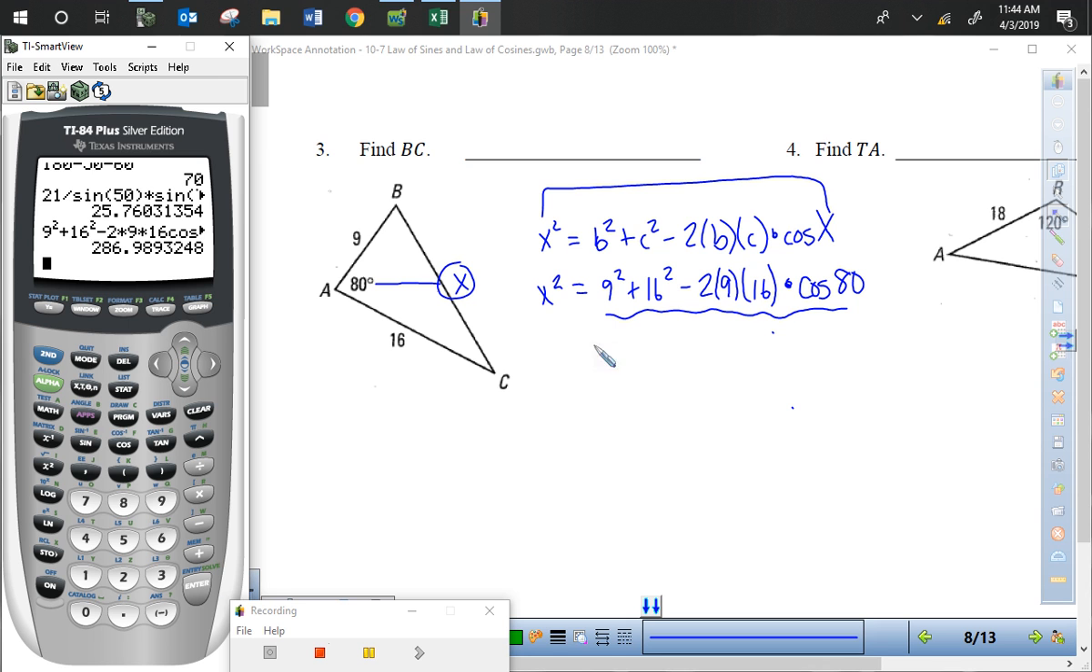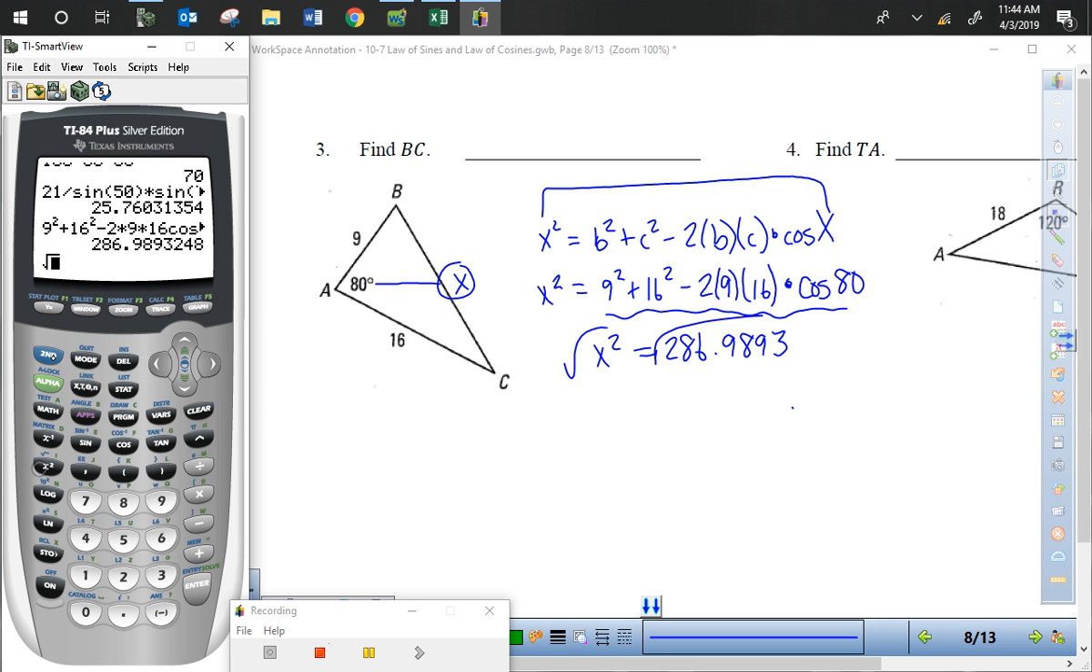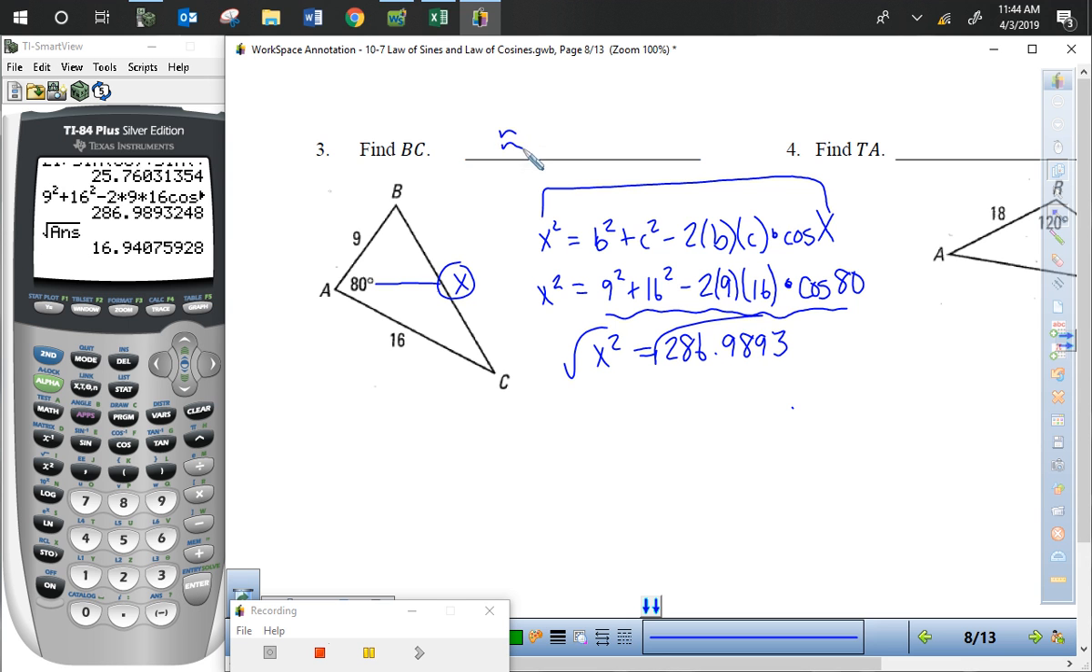Okay, remember this isn't quite done because it still says x squared over there. So we're going to round to 4 decimal places since we're not quite done, and then take the square root of that. $16.9.